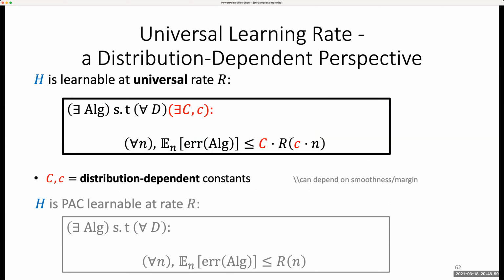Let me also mention that these constants in fixed problems, in concrete problems, may depend on margin or smoothness. So it's not just abstract constants. They really allow you to exploit the structure of the distribution to analyze the rate better, if you know anything about the structure.